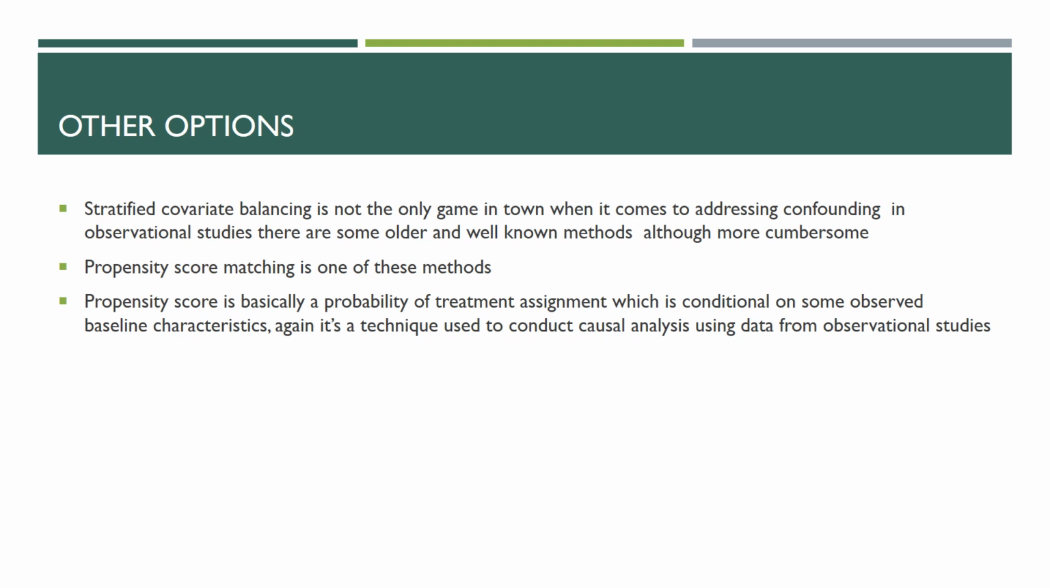Propensity score matching is one of these methods. Propensity score matching is a very well-known method, has been around for a very long time. This is basically a probability of treatment assignment which is conditional on some observed baseline characteristics. Again, it's a technique used to conduct causal analysis using data from observational studies and enables researchers to make causal statements using observational studies.